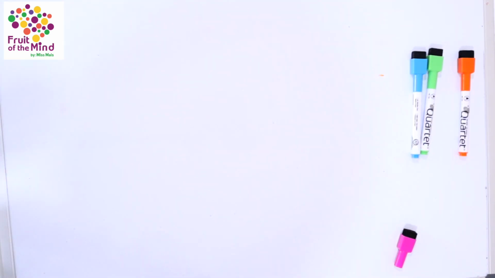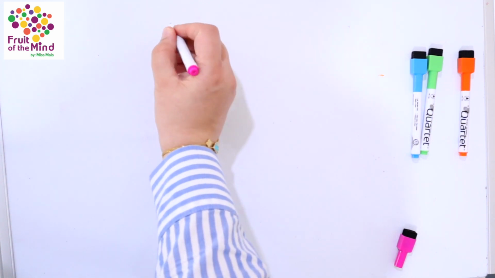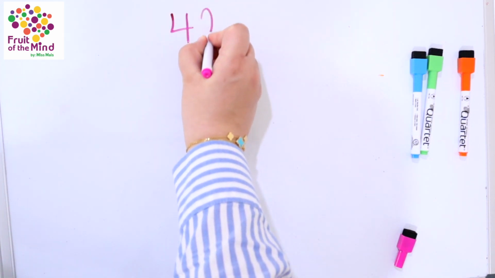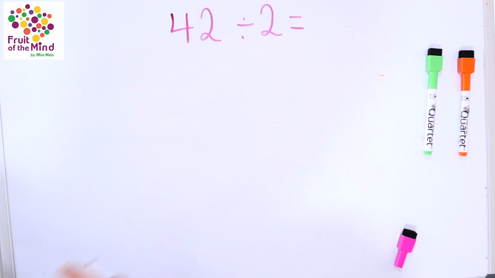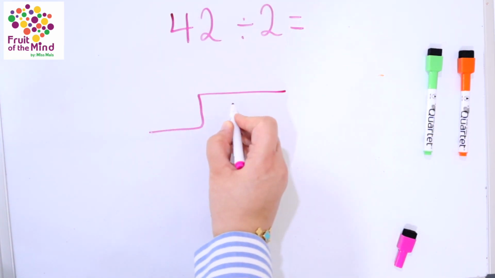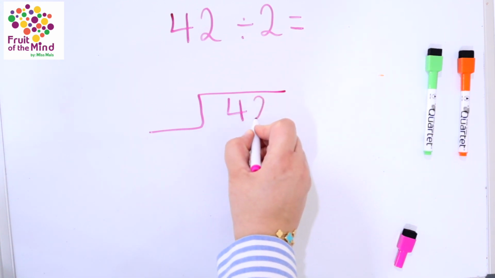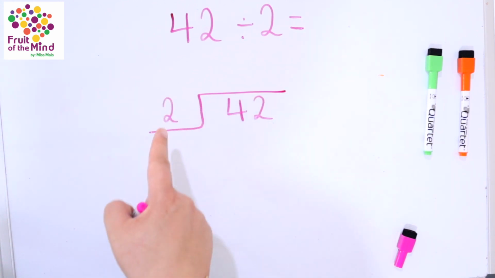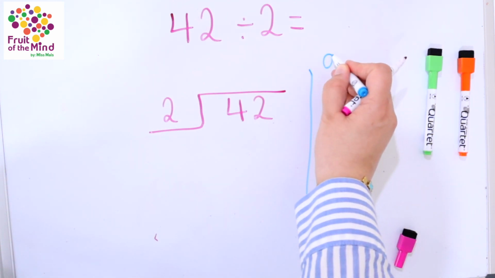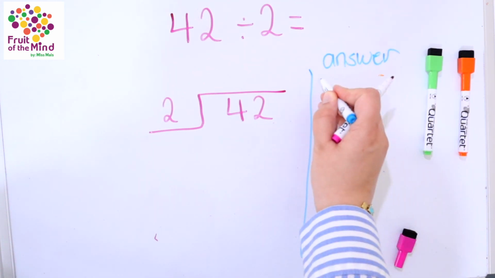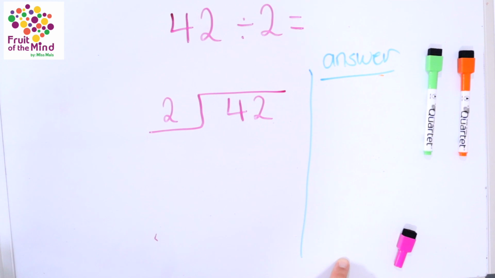Now, working with bigger numbers, like for example, if I have 42 divided by 2. First of all, we're going to draw the stage. We're going to put the bigger number inside and the smaller number outside, the number I'm dividing by. And then the most important thing that needs to be done is to draw our line with the answer, because our answer actually goes here.